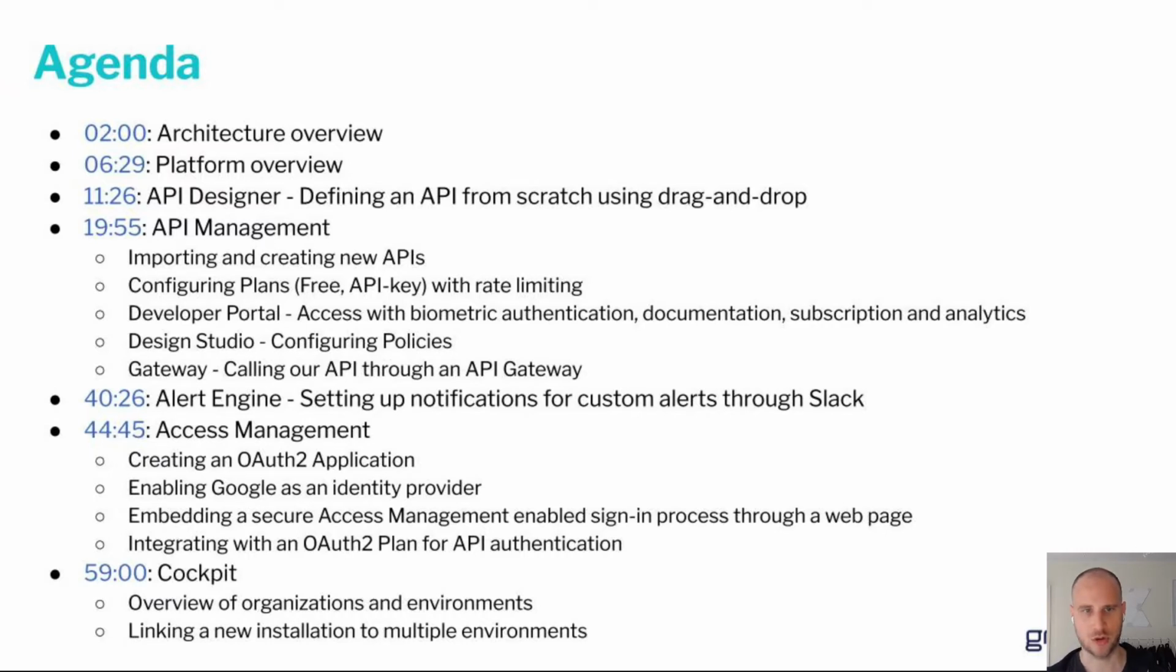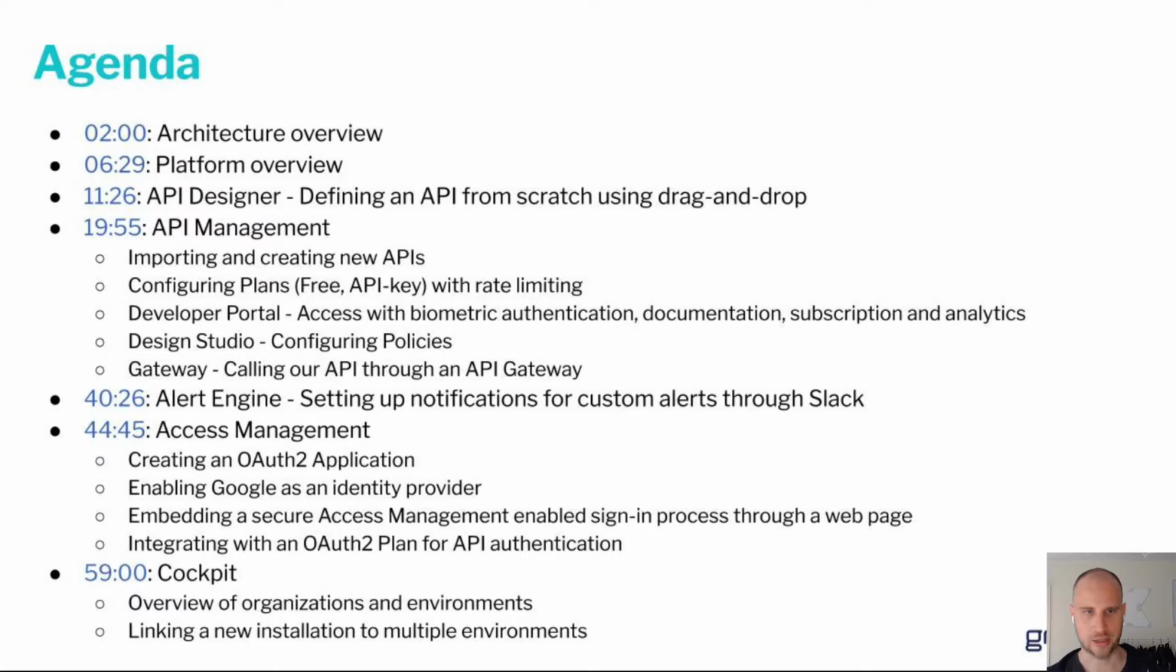We'll also have a look at the alert engine, which allows us to set up a notification. I'm going to be using Slack as the means of a channel there for one of our SLA notifications. And then we'll go through access management to see how we can take what we've built, but create an OAuth 2 application on top of our API to enable that kind of additional security. We'll enable Google as an identity provider for the sign-in for users that want to authenticate with our API. And I will embed this whole experience in a web page to illustrate how that can look from a consumer and user perspective.